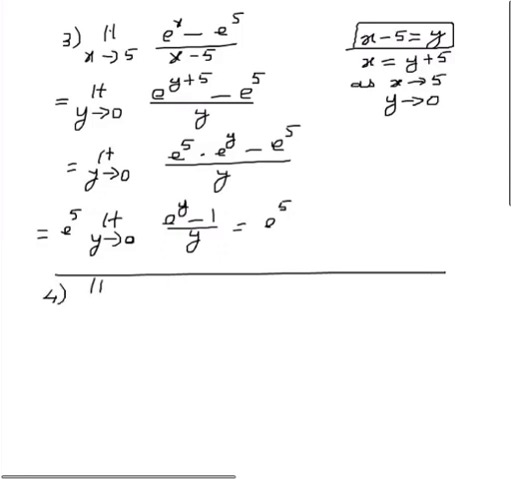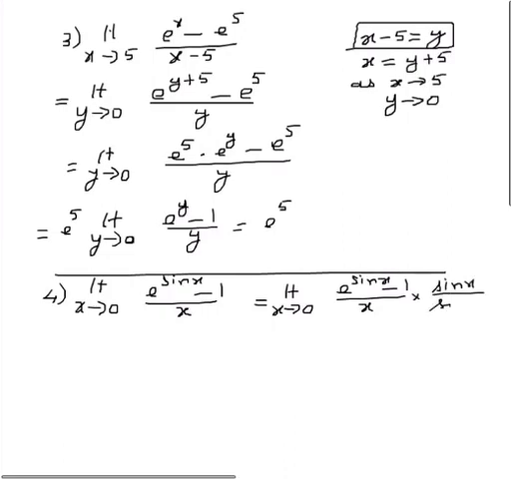Question number 4. Limit x tending to 0 of e raised to sin x minus 1 divided by x. Let us multiply and divide by sin x. I am rearranging the terms. Let us write e raised to sin x minus 1 divided by sin x times sin x by x.